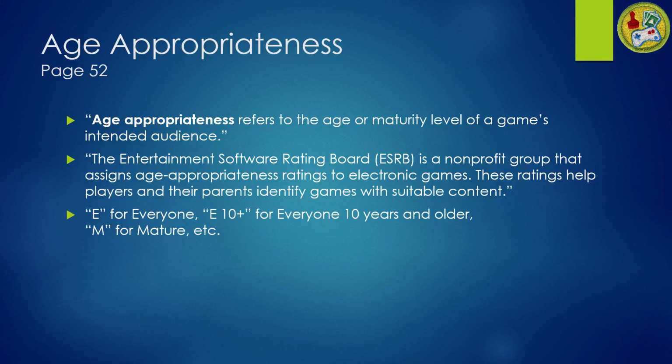These ratings are displayed on the front and or the back covers of a game. You'll see labels like E for everyone, E10 plus for everyone 10 years and older, and even M for mature, depending on the rating given.